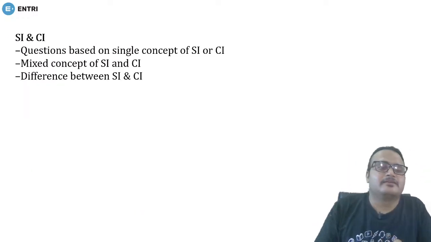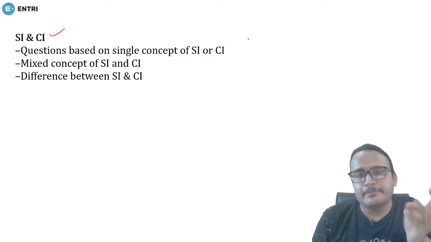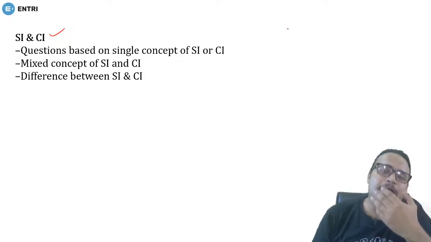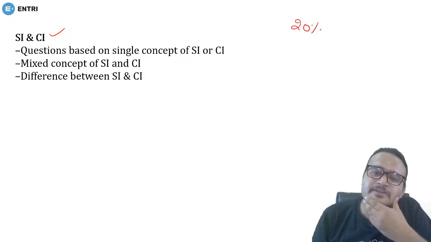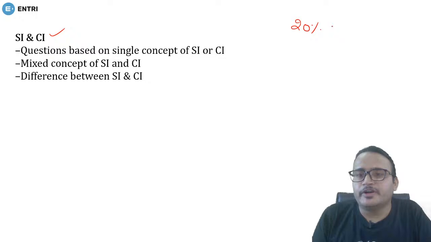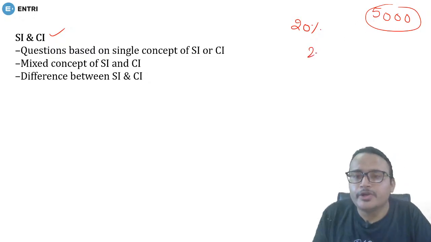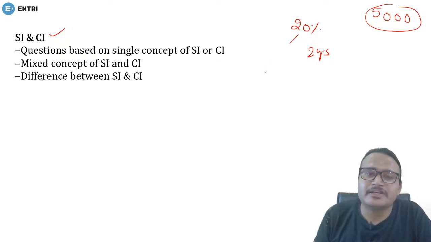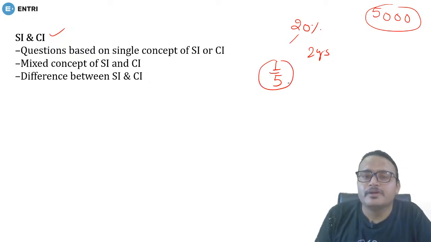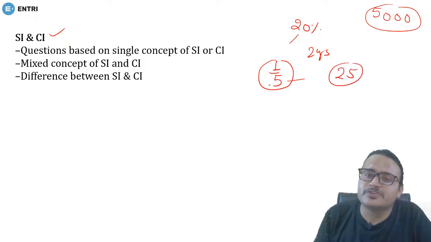Okay, so the next question is SI and CI. In SI and CI, you may solve the question with the help of a formula or the trick. For example, if there is 20% CI for a particular principal, like 5,000 is the principal, then what will be the amount after 2 years? So guys, we know if the rate of interest is 20%, then the value of 20% is what? 1 by 5. So we can imagine the principal as 25, the square of this value.